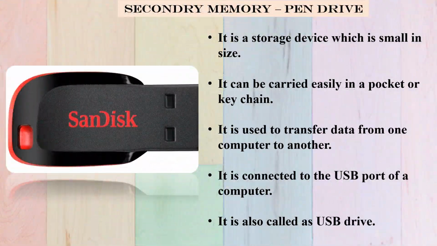The next is a pen drive. Everybody has seen a pen drive nowadays because in every home there is a pen drive to save things. It is a storage device which is small in size. It can be carried easily in a pocket or a keychain. It is used to transfer data from one computer to another. It is connected to the USB port of a computer. It is also called a USB drive. You can store a lot of data in your pen drive. It is so small that you can carry it in your pocket. You can transfer your data from one system to another very easily.